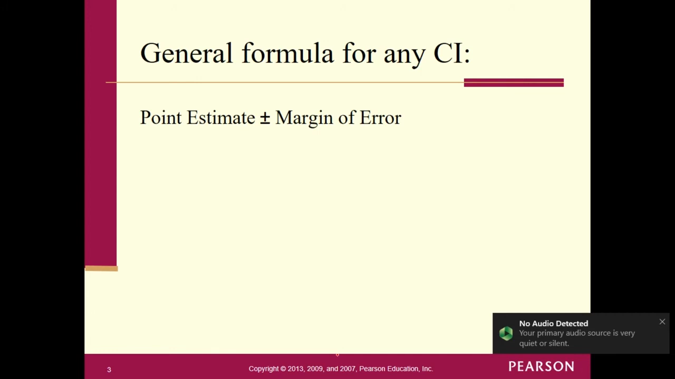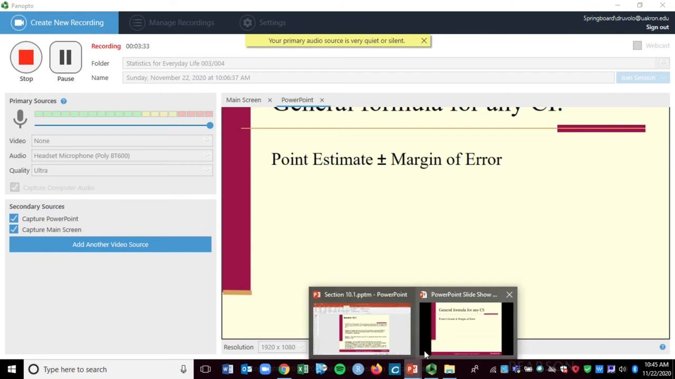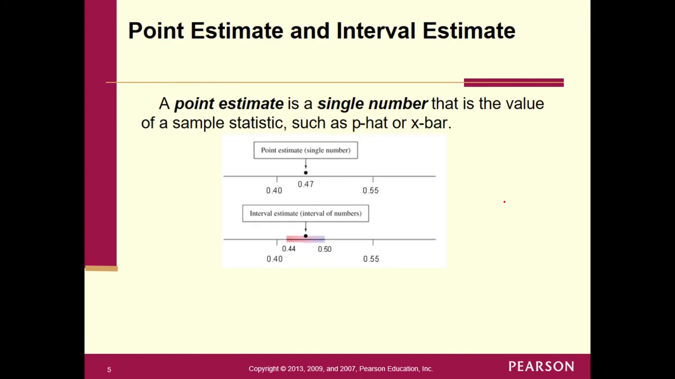Please do not skip this following formula here. So every confidence interval has a very generalized formula. It is the point estimate plus or minus the margin of error. All right. Please do not skip over that. And what we're going to focus on right now is the point estimate. So what is a point estimate? A point estimate is a single number that is the value of a sample statistic such as p hat or x bar.